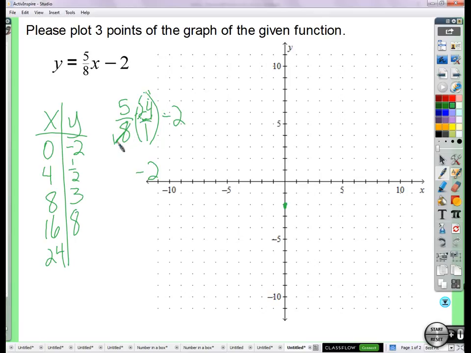Divide this by 8, you get 1. Divide this by 8, you get 3. First we got 1 when we plugged in 8. Then we got 2 when we plugged in 16. We got 3 when we plugged in 24. 5 times 3 is 15. 15 minus 2, 13. And then, Noah? 32. And after 32?